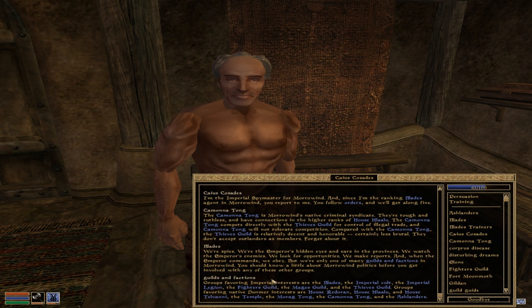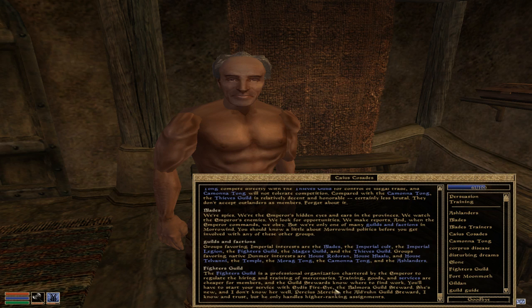Very interesting. Well, let's hear about most of them. So, we know about the Imperial Cult and Imperial Legion before the Fighters Guild. We can read about this.